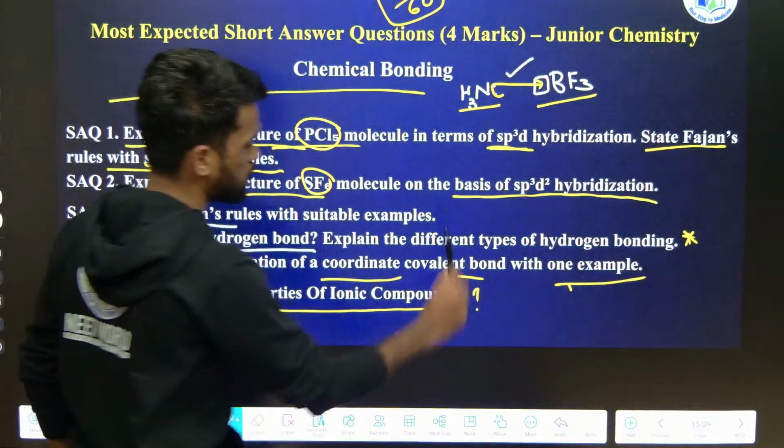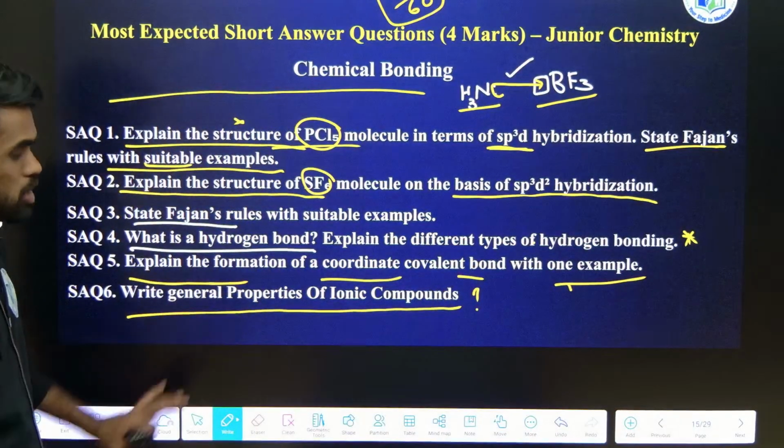Next, write the general properties of ionic compounds. So what are the general properties of these ionic compounds to be mentioned? That's it.